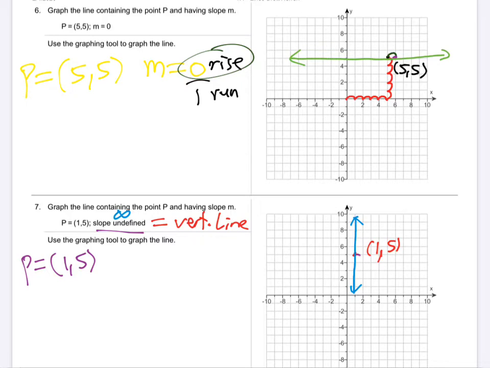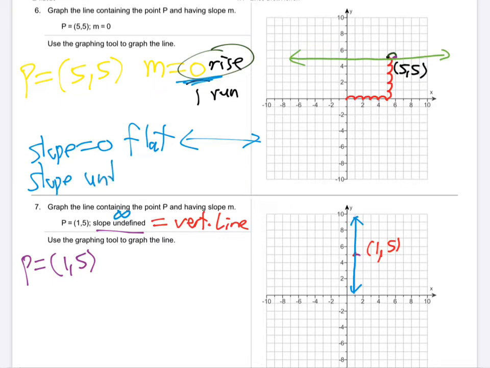So when the slope is undefined, it's vertical. When the slope is 0, it's horizontal. Every time. So when the slope is 0, it's always a flat line. So let me just write that down. Slope 0, flat horizontal line. Slope undefined. Undefined means it's so huge, it's basically infinity. It's a vertical line. Yep, every time. So that's a good thing to put on your 3x5 card for our second exam. You don't need it for this first exam. This is all material after our next test.